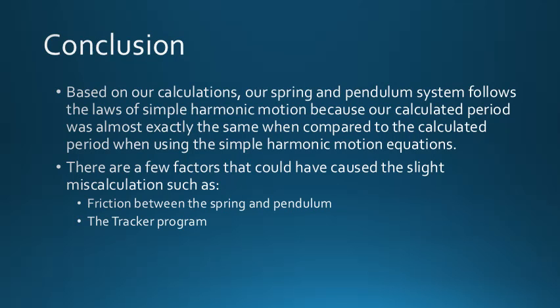In conclusion, our spring and pendulum system follows the laws of simple harmonic motion because our calculated period was almost exactly the same when compared to the period found using the simple harmonic motion equations. There are a few factors that could have caused a slight miscalculation, such as the friction between the spring and the pendulum, as the laws of simple harmonic motion do not account for friction, and the Tracker program itself. As you saw earlier in our y versus t graph, Tracker is not perfect. There could have been an error when Tracker was tracking the motion, which would have caused a slight error in calculation.